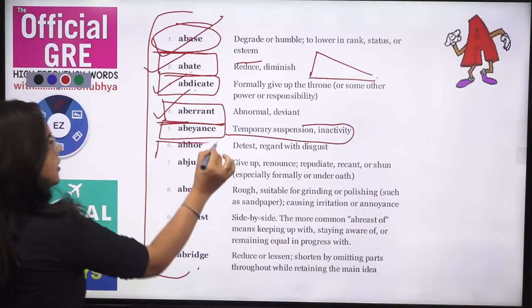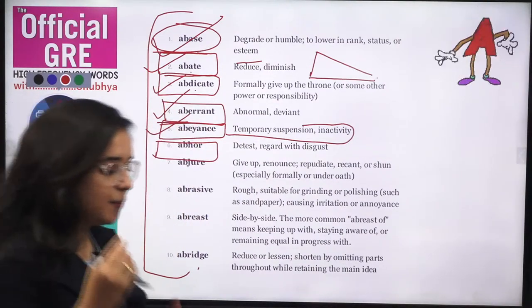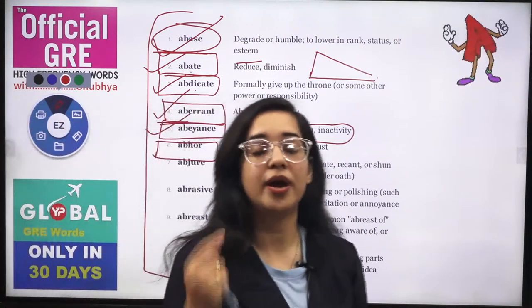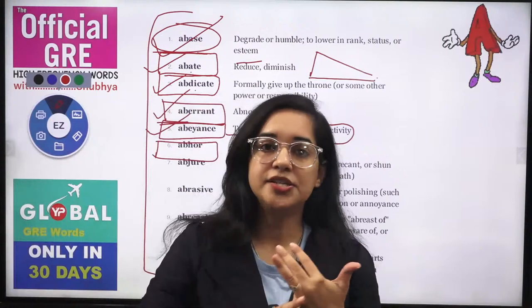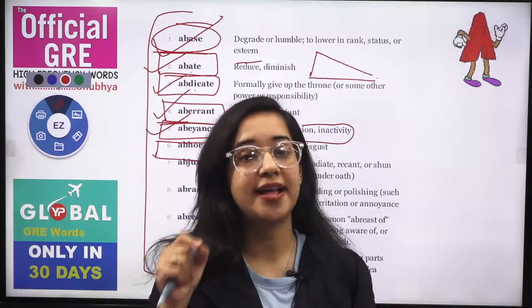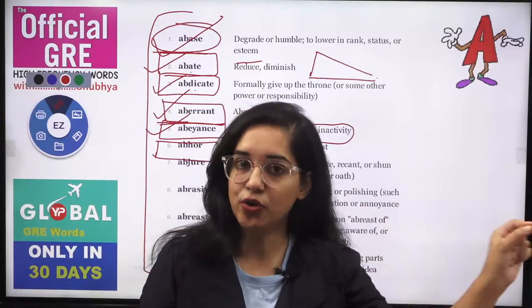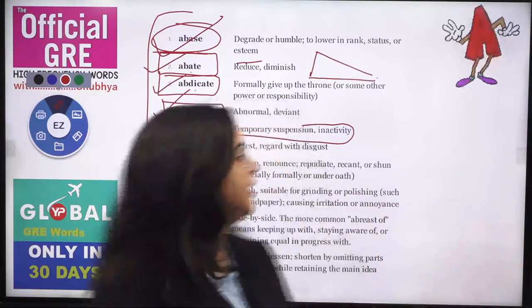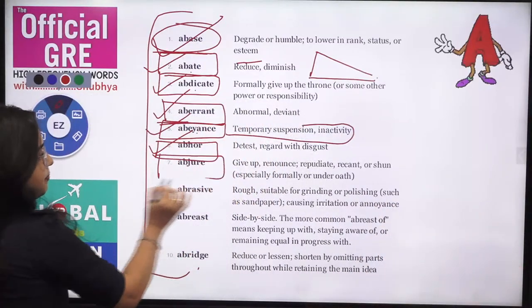Next, you have the word that is termed as abhor. What do you mean by abhor? Abhor is a kind of a feeling you express to someone you do not like, a quality or a feeling of disgust, hatred, or you do not like someone at all. So it is termed as I hate you or I abhor you. That was the word. Next is your abjure.